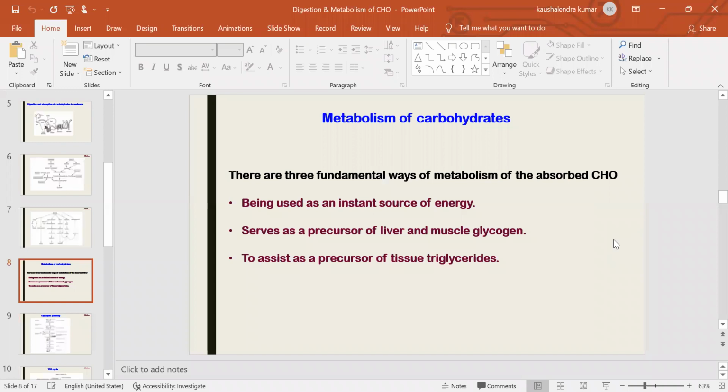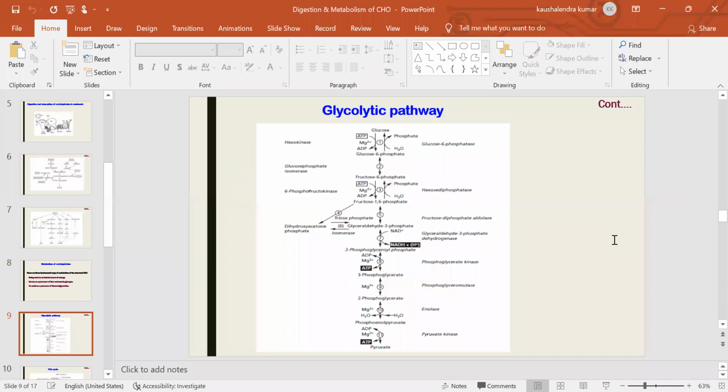So there are different ways in which the metabolism of carbohydrate takes place in ruminants. It is used as an instant source of energy, a precursor of liver and muscle glycogen. Glycogen, you know, is what we call animal starch, and it also serves as a precursor of the tissue triglycerides. These figures are available in books. You can refer to McDonald. Even in DB Reddy, you can see the metabolism pathway. So you can refer to the books also.